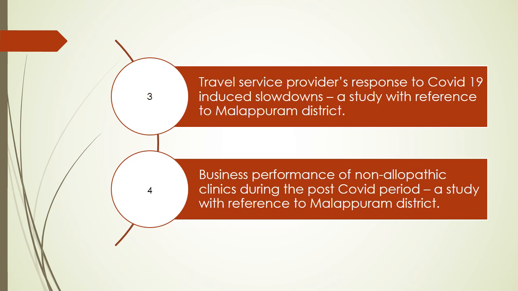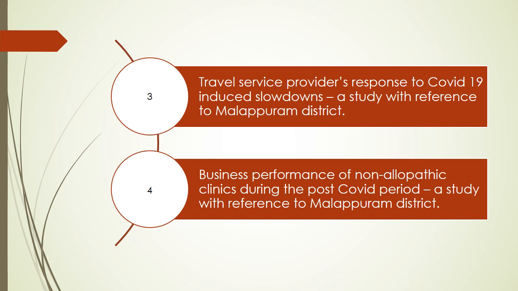Number three, travel service providers' response to COVID-induced slowdowns, a study with reference to Malappuram district. Again, the travel space is one of the worst hit industries due to this COVID-19 pandemic. So you have to study whether they are still closed or whether they have turned around to bring new business models and to bring revenues.